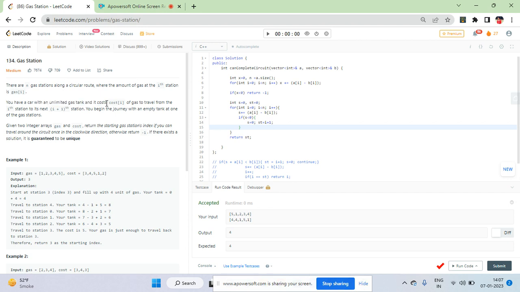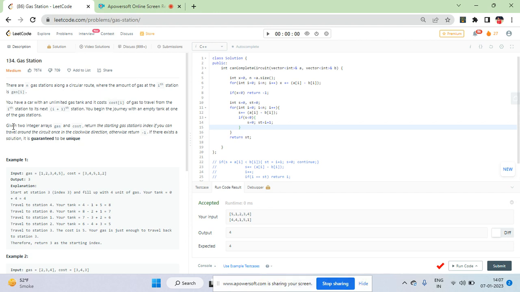You can store as much petrol as you want, but it costs cost[i] of gas to travel from the ith station to the next station. What does 3 represent in the cost array? It means that from the first station to the second station the cost is 3, and this 4 is from the second to the third. You begin the journey with an empty tank, you don't have any gas in it. Given the two arrays gas and cost, you return the starting station index.